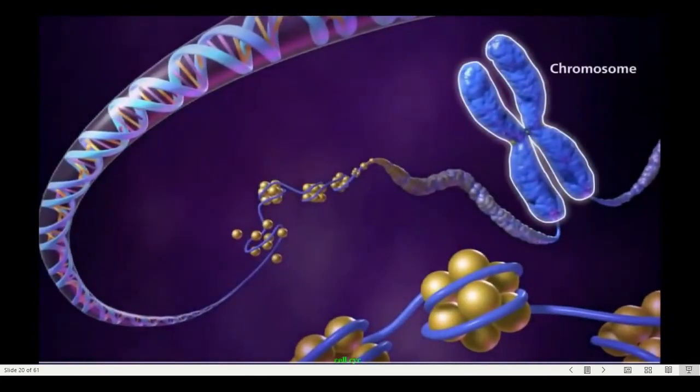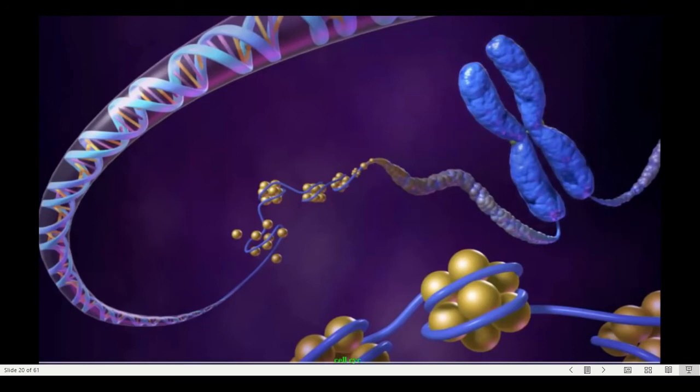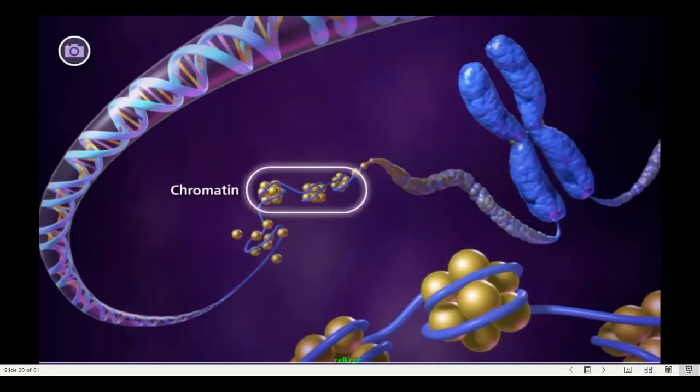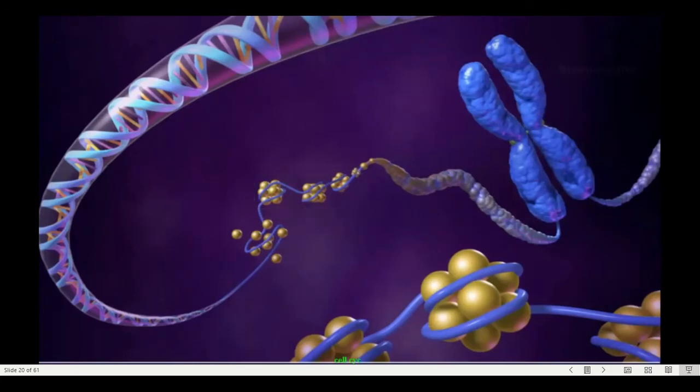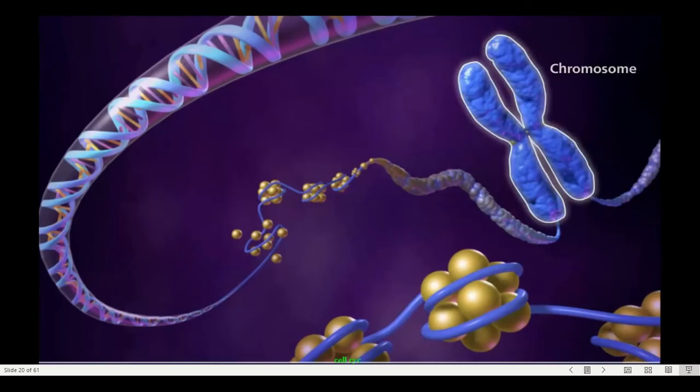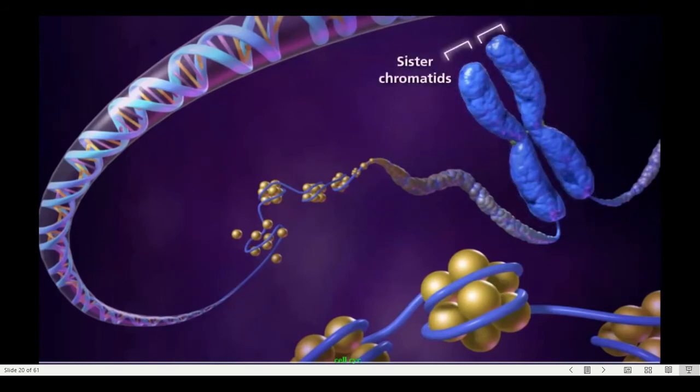Following DNA replication, the chromosomes condense in the nucleus of the cell. DNA condenses by wrapping around cores of histone proteins, forming nucleosomes. This beads on a string structure is called chromatin. As a cell prepares to divide, chromatin coils up further, shortening and condensing the chromosome. The replicated chromosomes are called sister chromatids.